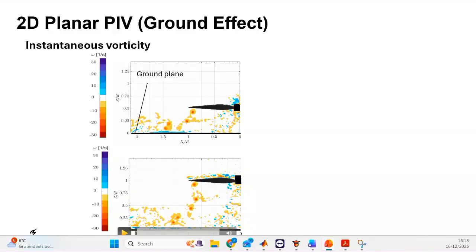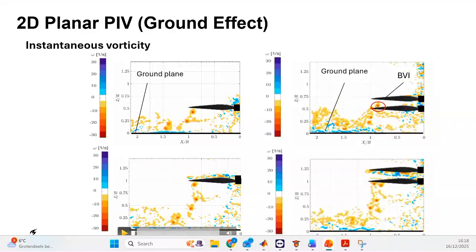But now the question is, what is happening if we introduce an additional propeller? Here we have an additional effect. It's called blade vortex interaction, and this interaction appears.